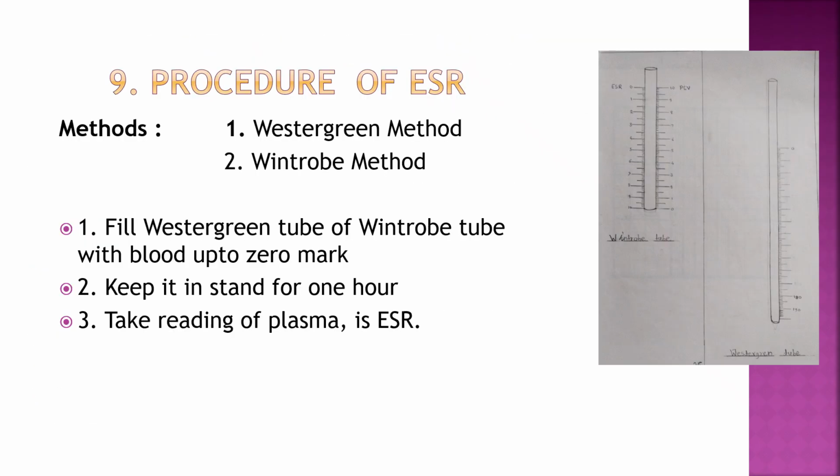The procedure is done by 2 methods: Westergren method or Wintrobe method. The long tube with marking 0 to 200 is called the Westergren tube, and the Wintrobe tube has a 0 to 10 marking. Fill the Westergren or Wintrobe tube, keep it in a stand, wait for 1 hour and then take the reading. So that is the procedure.